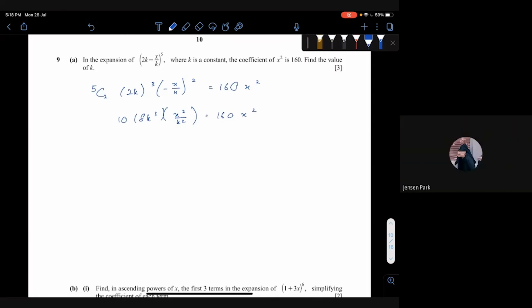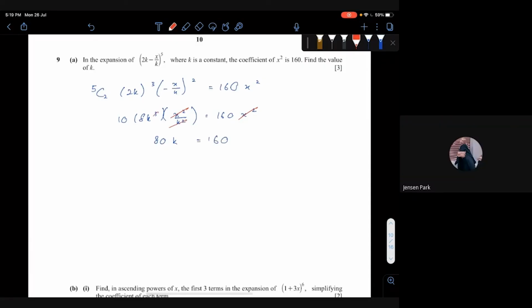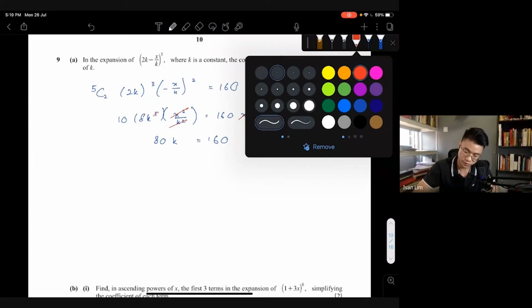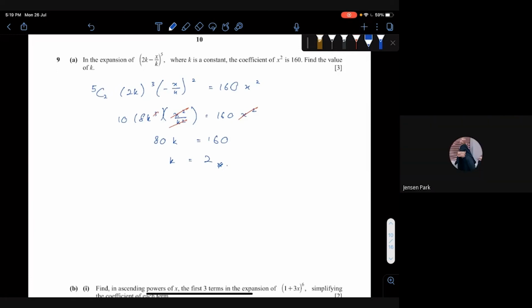Then you just simplify the k, so it's 80k x squared. So 80k equals 160. k equals 2. Okay, k equals 2. So make sure you remember, or actually you don't even need to remember, just know how to apply the formula for binomial.